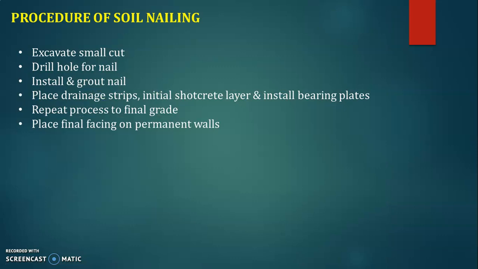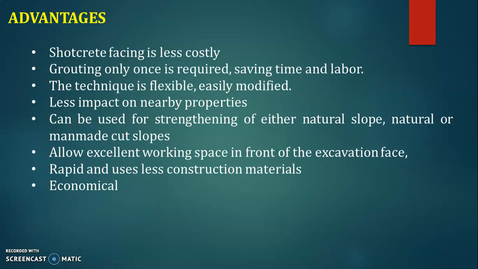The procedure of soil nailing: excavate a small cut, drill a hole for the nail, install and grout the nail, place drainage strips, apply an initial shotcrete layer and install bearing plates. Repeat the process to final grade. Place final facing on permanent walls. These are some of the steps involved in soil nailing.